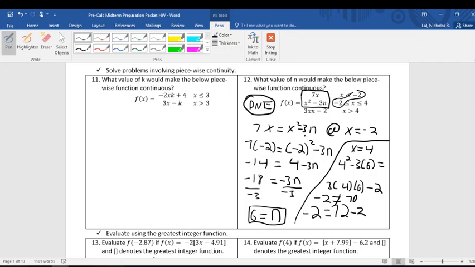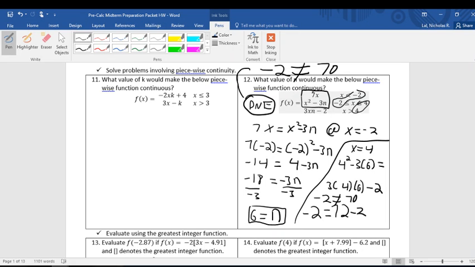All right. So let's break this down. First, you need to choose a value of n that makes the first function equivalent to the second function at the value where they meet, which is at negative 2. Then you need to verify that it exists at 4. Because the function does not exist at 4, right, negative 2 cannot equal 70. It doesn't exist because negative 2 cannot equal 70. It just can't.